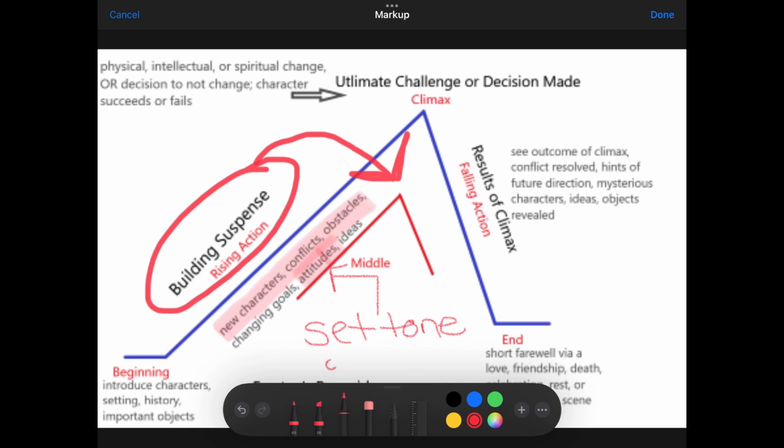Now we're going to cover the building suspense or rising action. This is where we're going to introduce other characters. The conflict starts to happen, and we're going to show the conflicting attitudes and ideas of our characters.